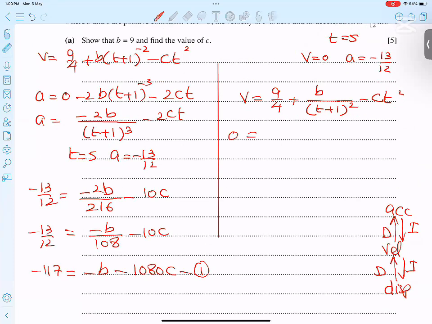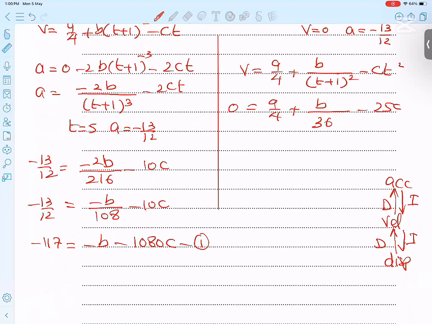So velocity 0 times 5. 5 plus 1, 6 to the power 2 is 36. Repeat, 5 plus 1, 6 to the power 2, 36. And 5 square, 25. So 25c. I believe the point is very clear. Okay, now student, what to do?